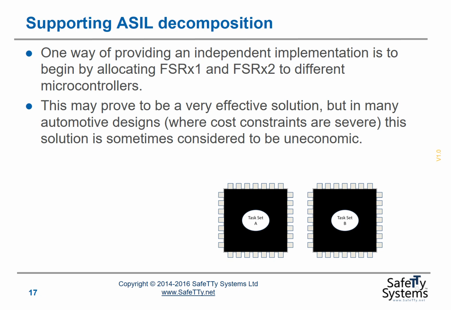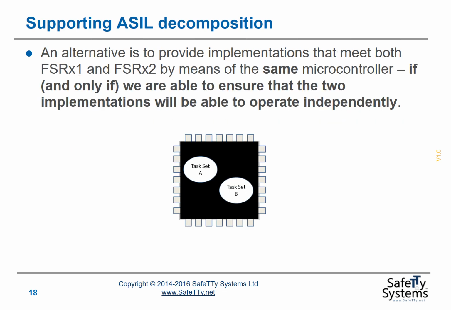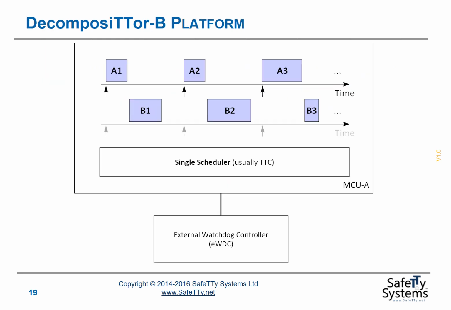One way of providing an independent implementation is to begin by allocating these two FSRs to different microcontrollers, but this is likely to be too expensive for many automotive designs. An alternative is to provide implementations that meet both FSRs by means of the same microcontroller. We can do this if and only if we are able to ensure that the two implementations will be able to operate independently.